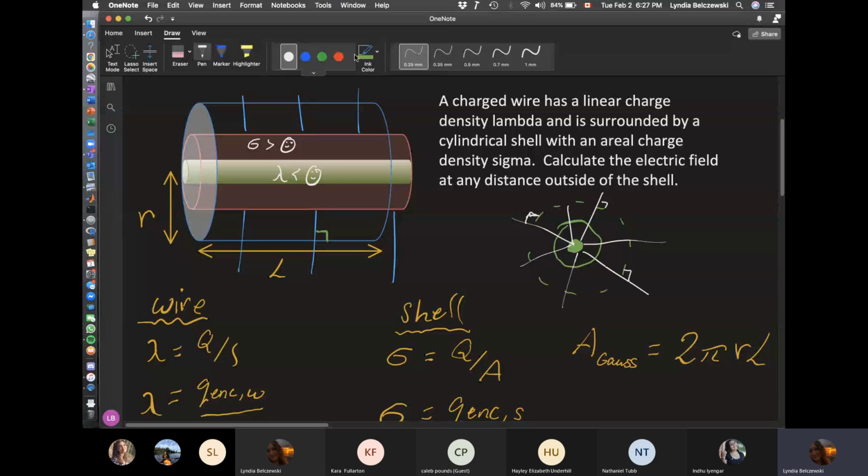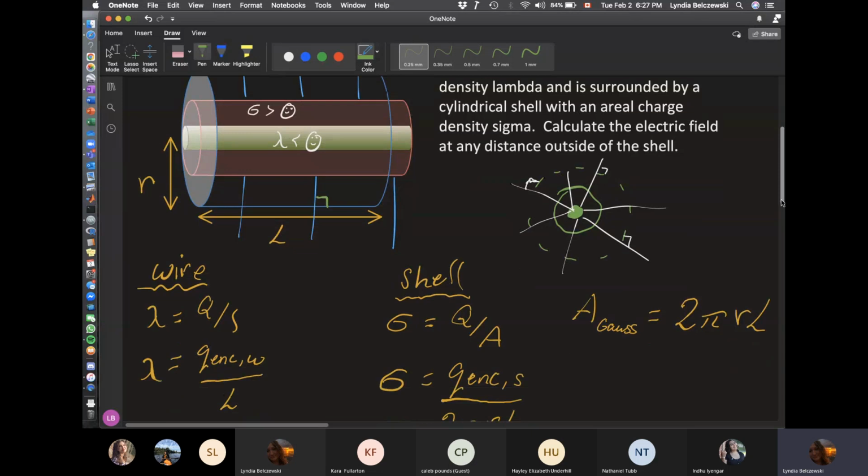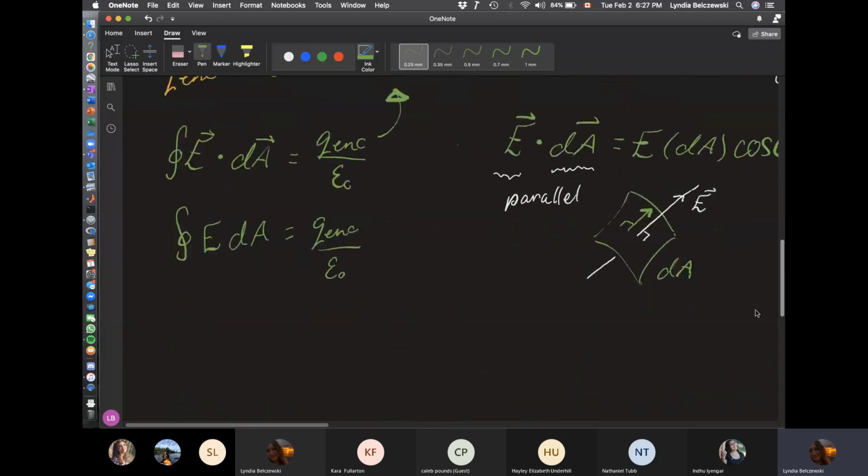The Gaussian surface is always going to have the electric field lines going straight through it at a 90-degree angle to the surface. So we can absolutely cancel out the dot product, because the angle between the area vector, the dA vector, and the electric field is 0. Okay, so we don't have any vectors on the left-hand side anymore. That's nice.